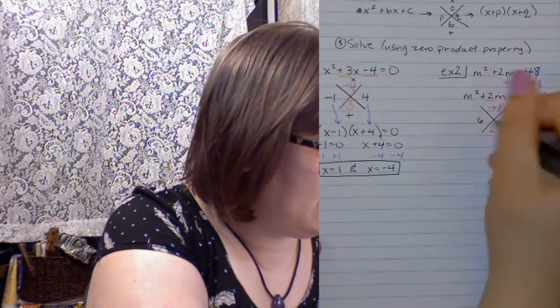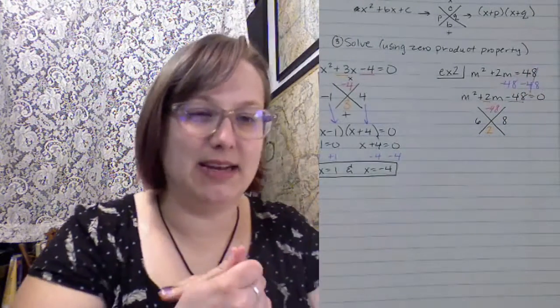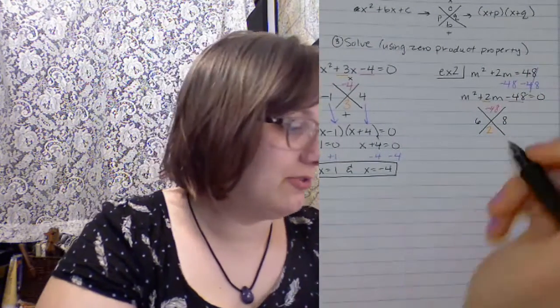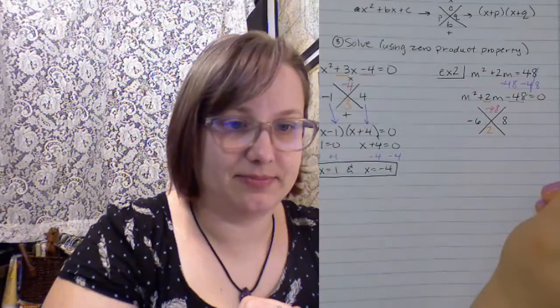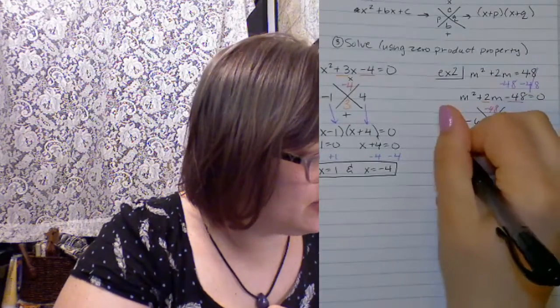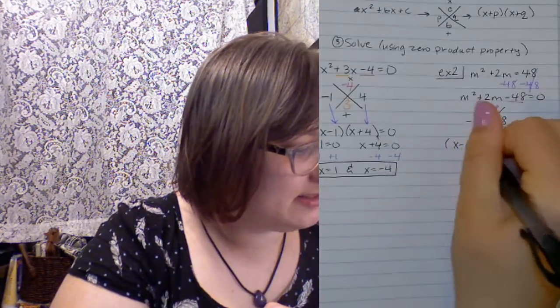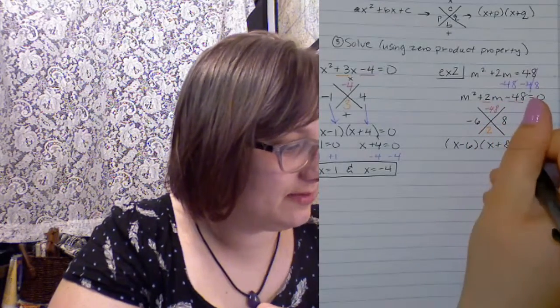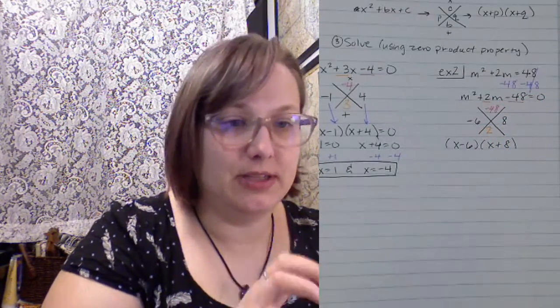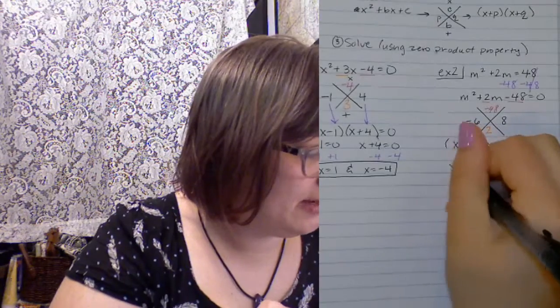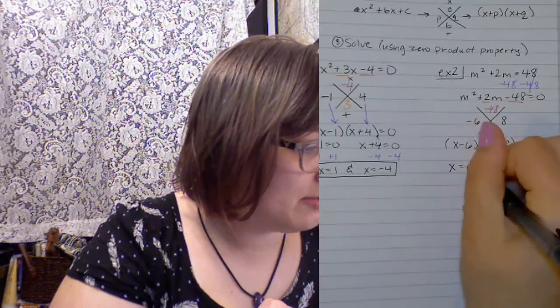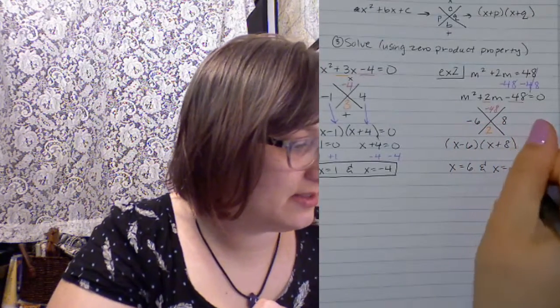So I know 6 and 8 make 48. And I want it to be a positive 2. So I want this to be a negative 6. So it's x minus 6 and x plus 8. And then I make those both equal 0. So I end up with x equals positive 6 and x equals negative 8.